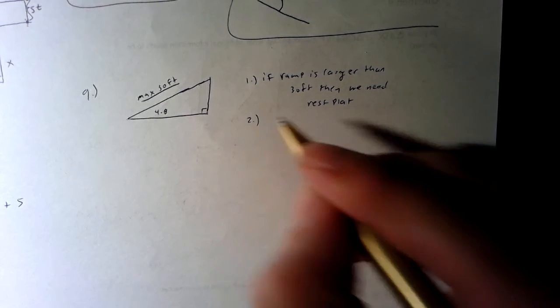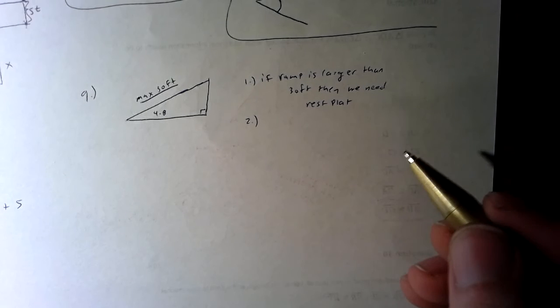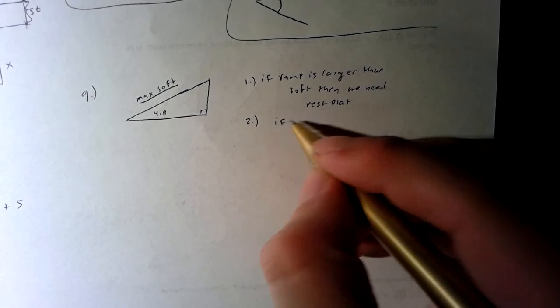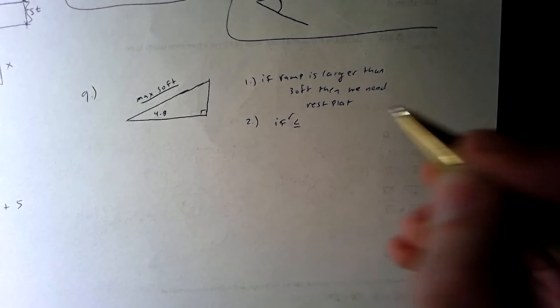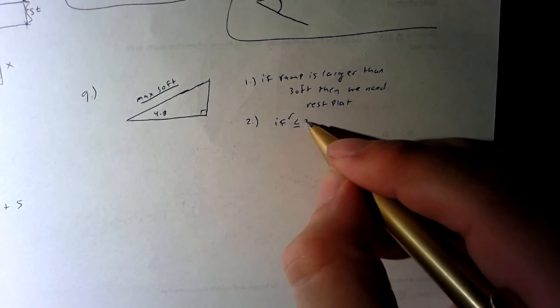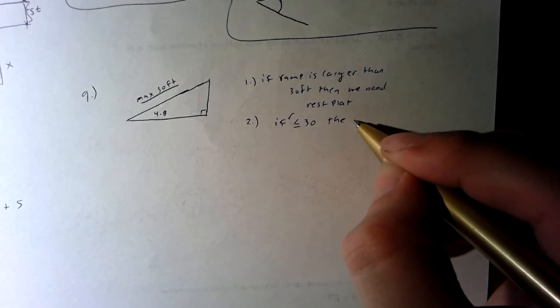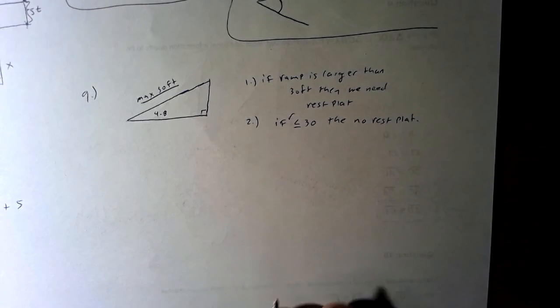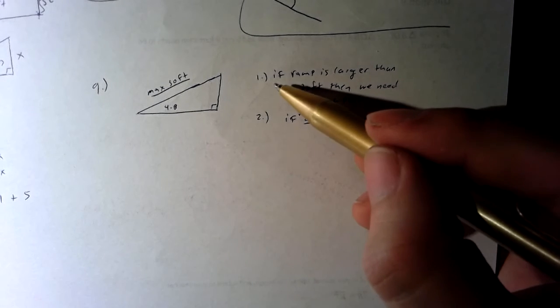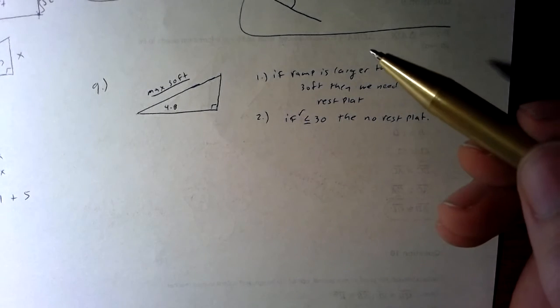And then the other situation is if it's less than or equal to, right? So if less than or equal to, I'll call the ramp R, I guess. If less than or equal to 30, then no platform, no rest platform. Okay. So we need to figure out which one of these cases it's going to be, right? Well, we use our trigonometry here.